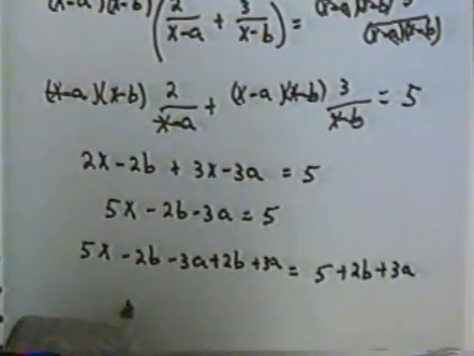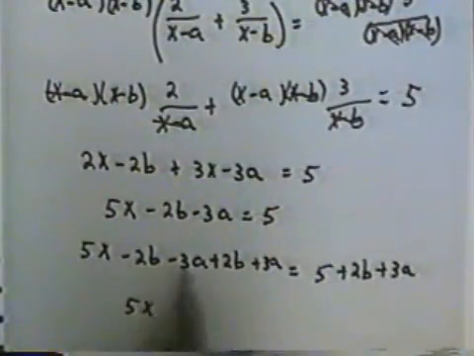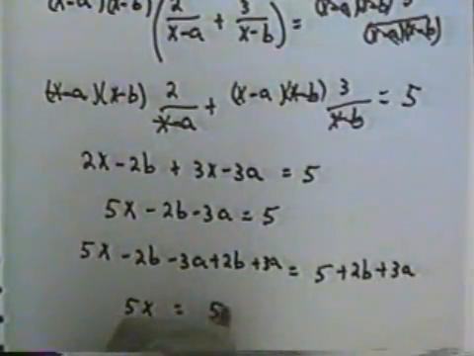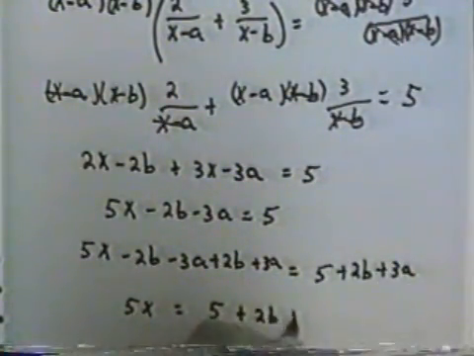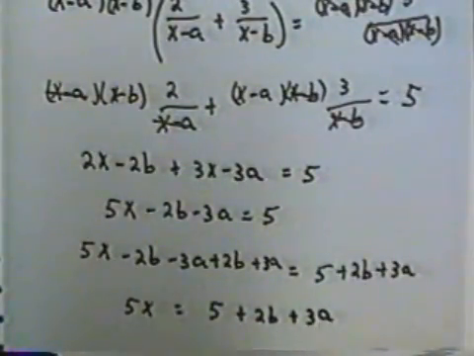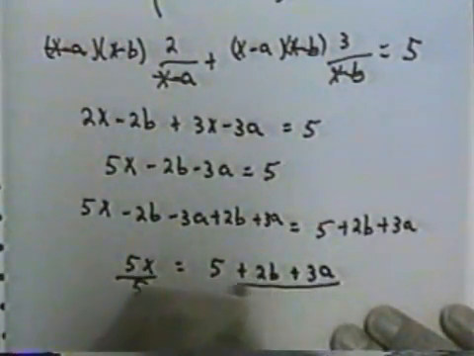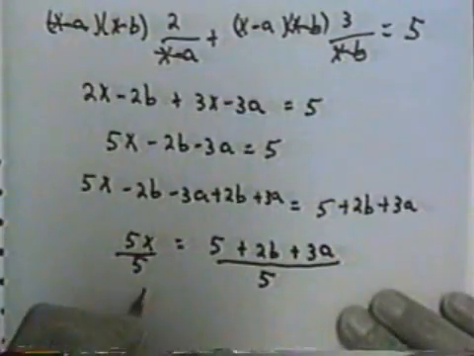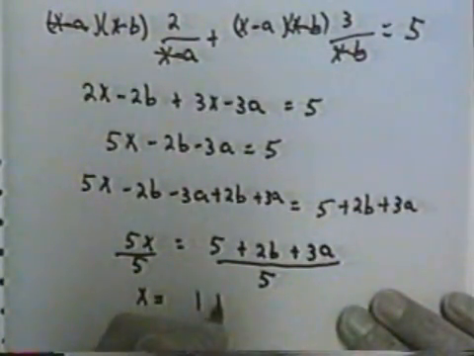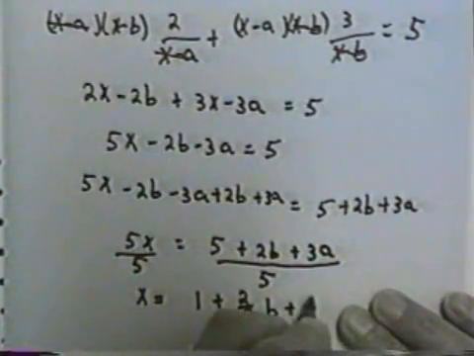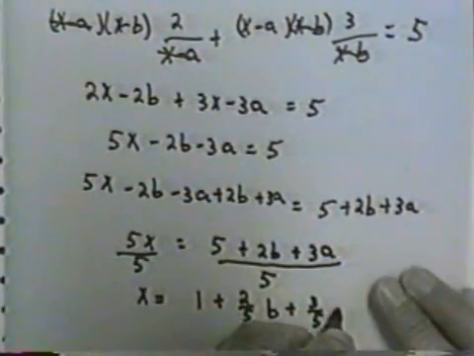So on the left member is now 5x. Because a negative 2b plus 2b is 0, a negative 3a plus 3a is 0. The right member is 5 plus 2b plus 3a. Now I divide by 5, because I divide by the coefficient. Now I can get x is 1 plus 2/5 b plus 3/5 a.